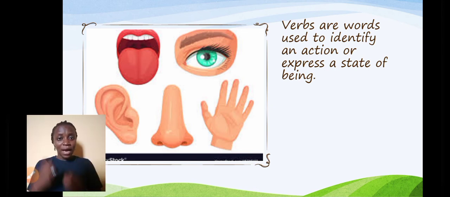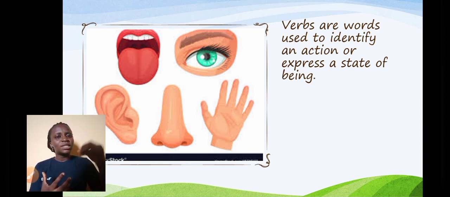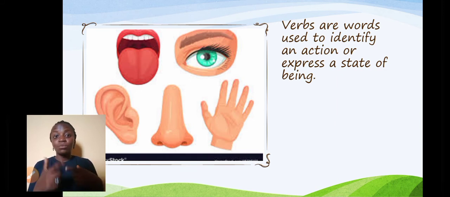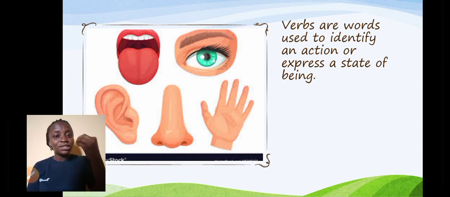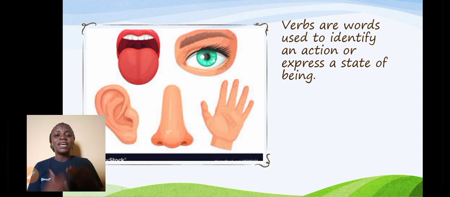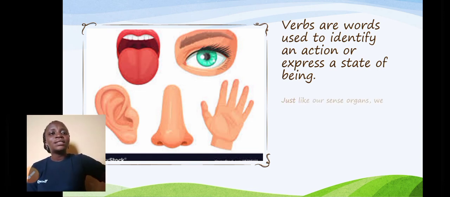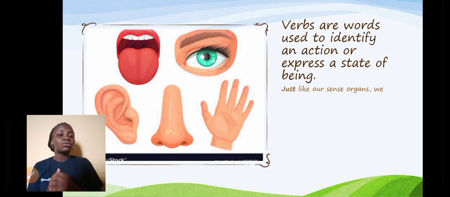Right now, I am talking. The word talk has been used to name the activity I am currently doing. Aside talking, I am also teaching. The word teach is a verb, and it has been used to identify the activity teach, to teach. And so we can say that a verb is an action word, a doing word, or a word used to express a state of being.